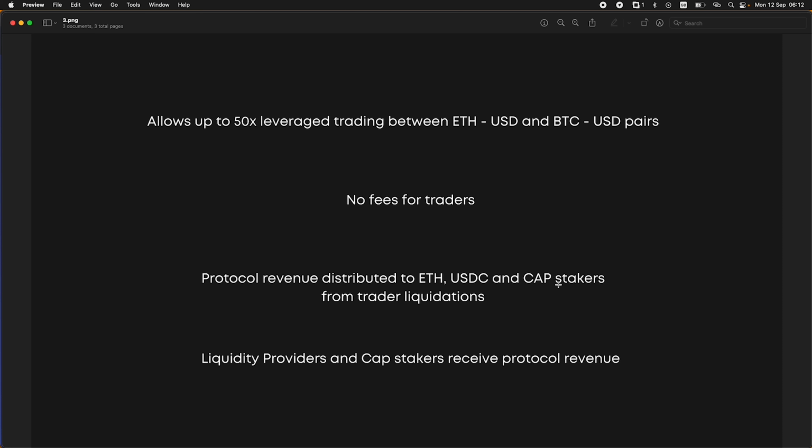However, obviously there's lots of losses, so that's kind of what interests me at the protocol level. So there's no fees for traders. That's what attracts them to come to the protocol in the first place. And the protocol revenue is distributed to Ethereum, USDC and CAP stakers from the trader liquidations. We will get to that in a moment. Liquidity providers and CAP stakers receive protocol revenue. Yeah, so that's the same thing as before. So when people lose money from longing and shorting, that gets distributed to the people that take part in the protocol. Let's go have a look at that.